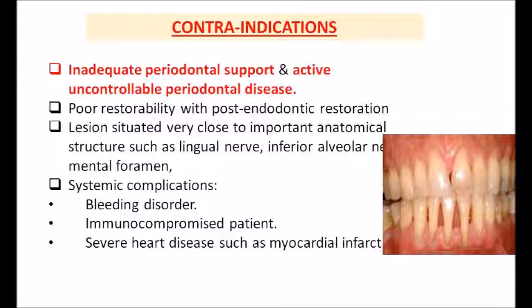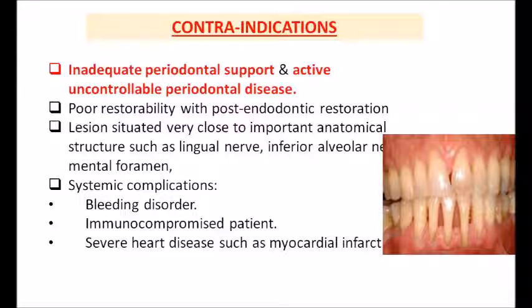And the other contraindications are poor restorability with post-endodontic restoration, and a lesion which is situated very close to important anatomical structures such as the lingual nerve, inferior alveolar nerve, mental nerve, and foramens. Okay, and the other contraindications are systemic conditions, which are bleeding disorders, an immunocompromised patient, and severe heart disease such as myocardial infarction. So these are the main contraindications.